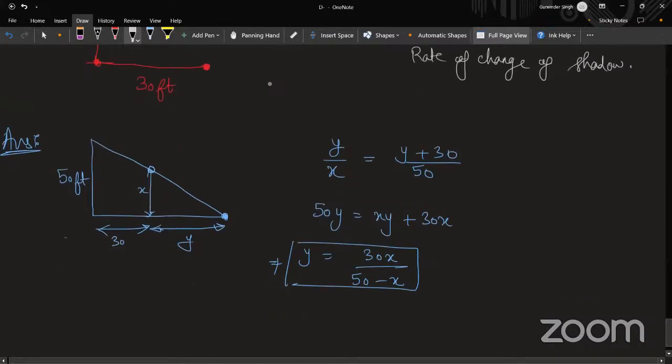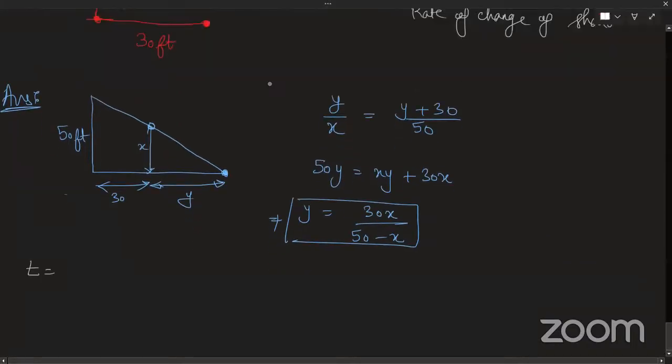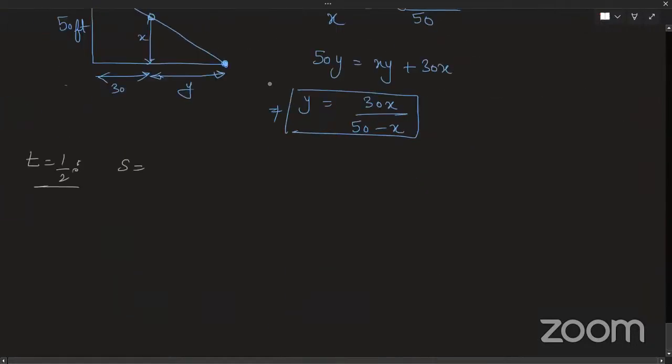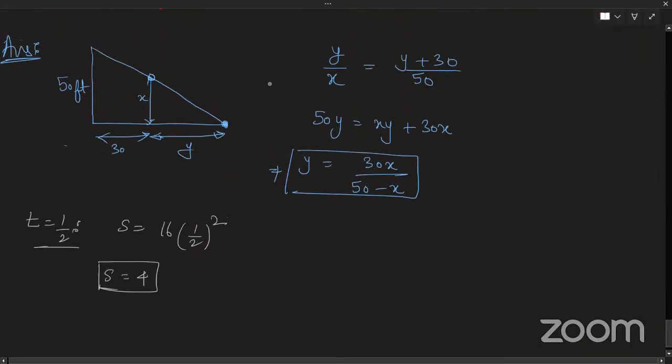After half a second, when t is half, can you tell me what will be my s? I can just directly put half. So 16 into half square, so 16 by 4. What is 16 by 4? It's 4. Right? 16 by 4 is 4.